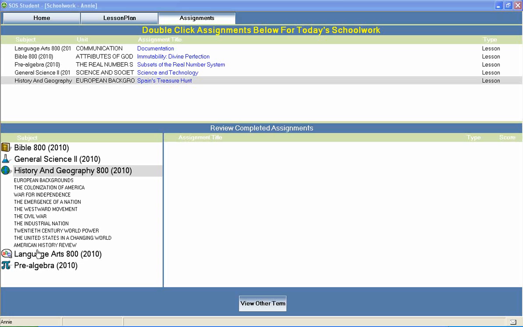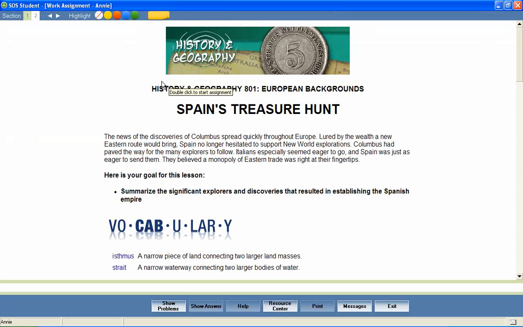Now let's take a look at an 8th grade History and Geography lesson to see how concepts like these are covered. In a unit entitled European Backgrounds, let's look at a lesson called Spain's Treasure Hunt.